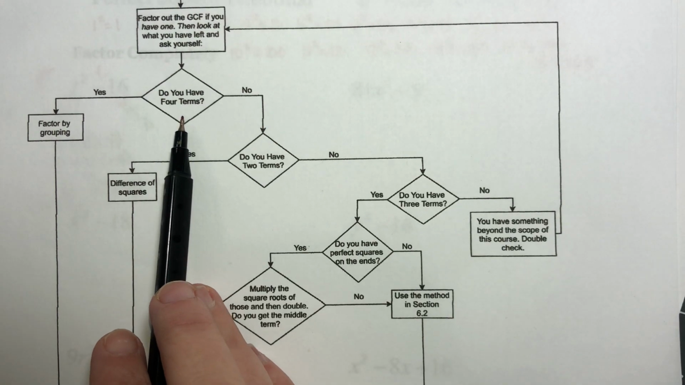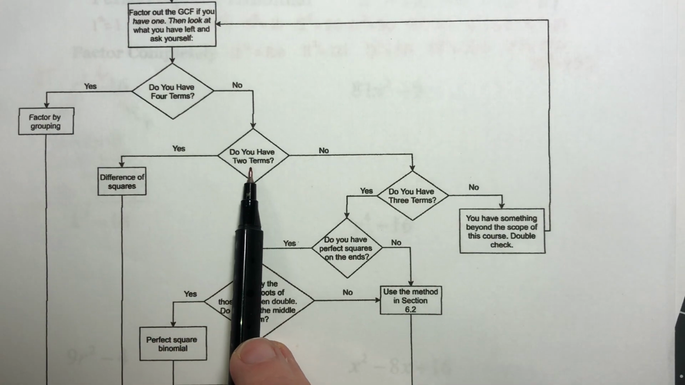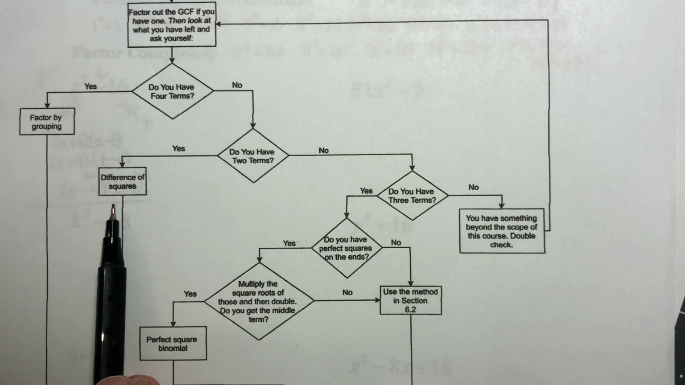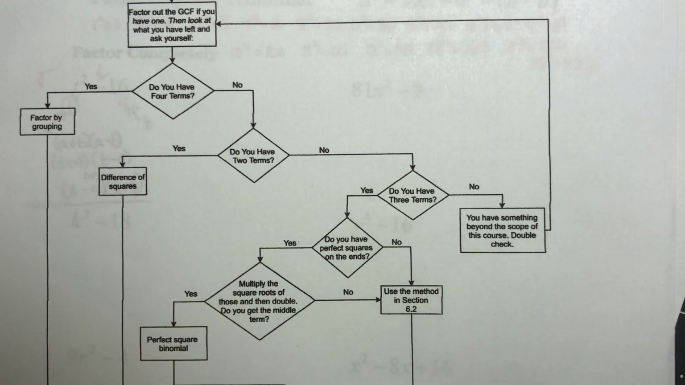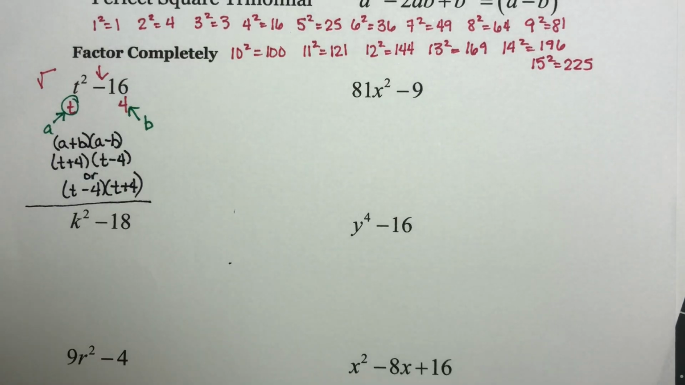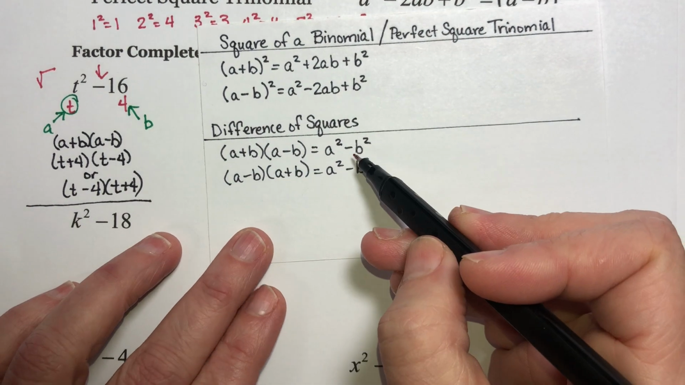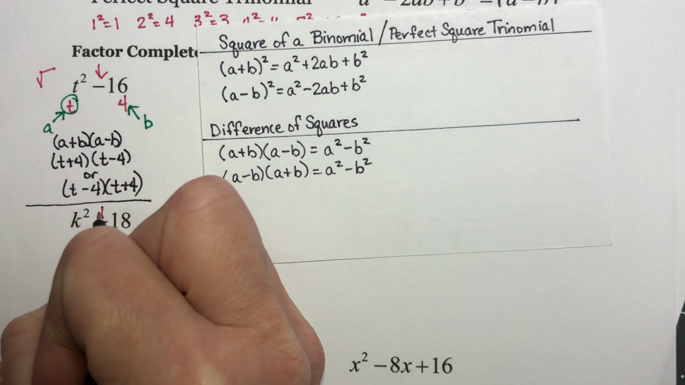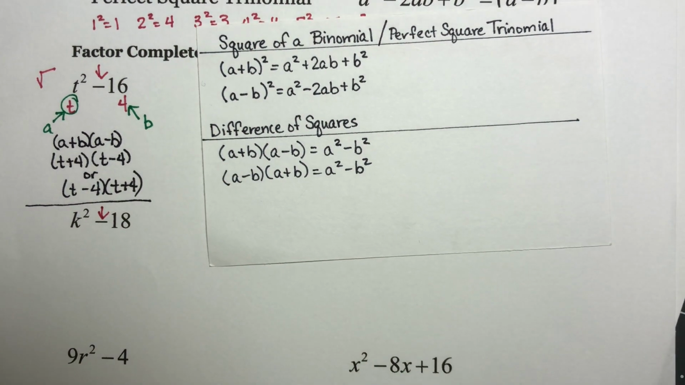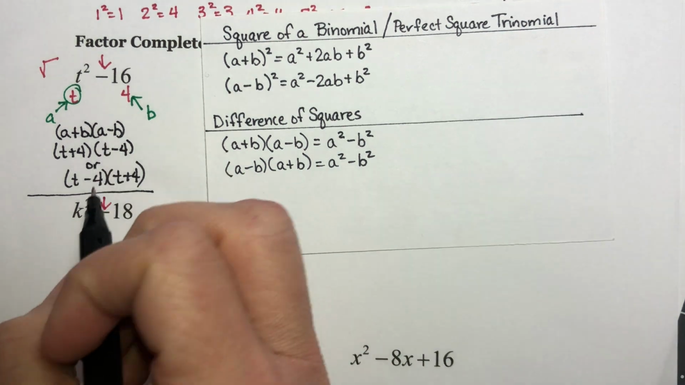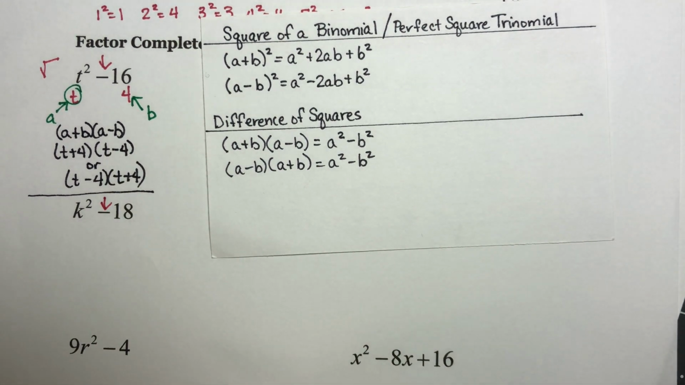We do not have 4 terms. We do have 2 terms. So that sends us off to look at a difference of squares. The first thing I check for when I think I might have a difference of squares is to see if we have a minus sign in the middle. And we do. Then we check to see if each of these is a perfect square.